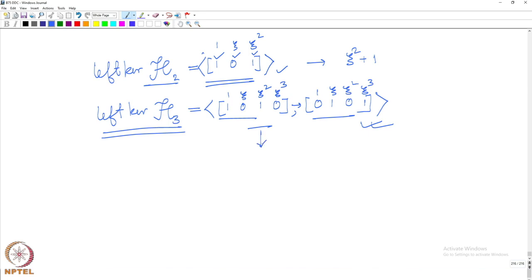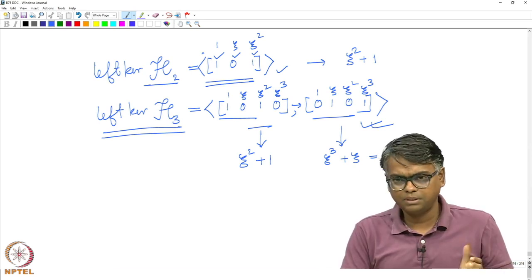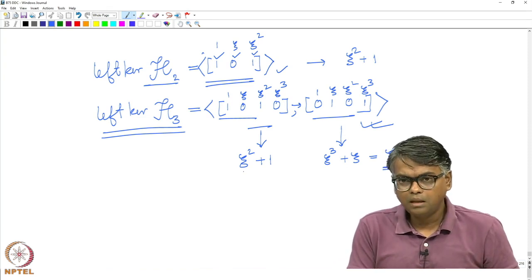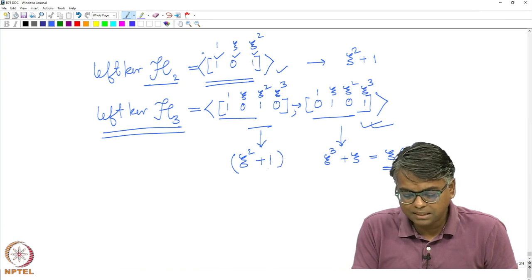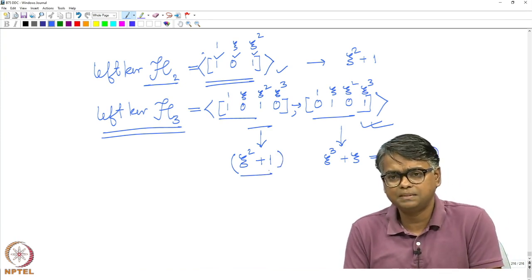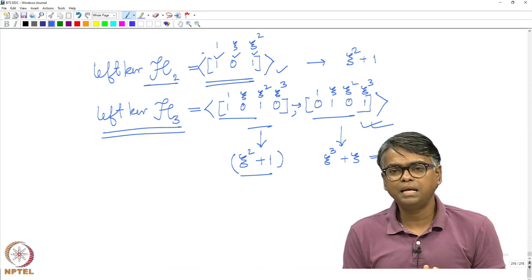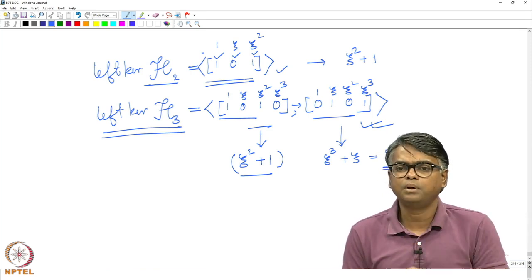This equation once again corresponds to xi squared plus 1, but this one corresponds to xi cube plus xi. Notice that this is nothing but xi times xi squared plus 1, which means this is not a new 3rd order equation, I was saying 4th order, sorry. It is obtained from the 2nd order equation, as a shifted version of that, or multiplied by xi. So I am not getting any new 3rd order independent equations.